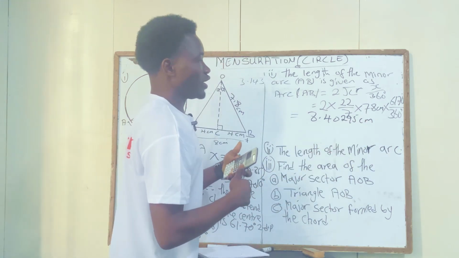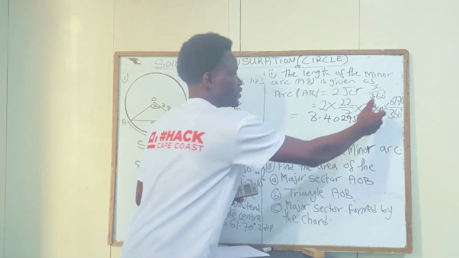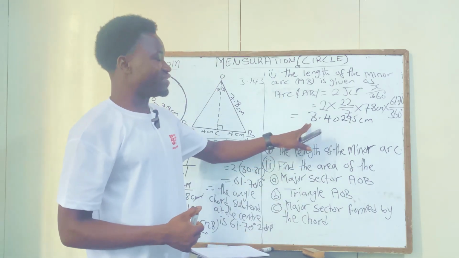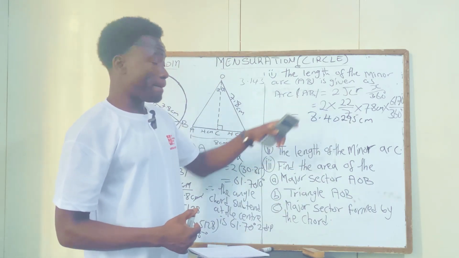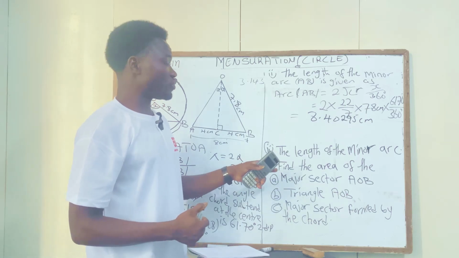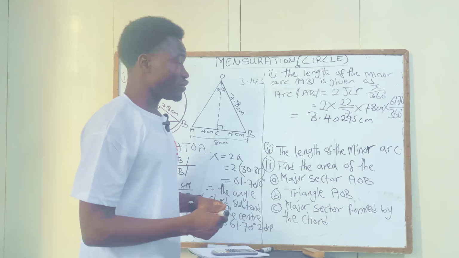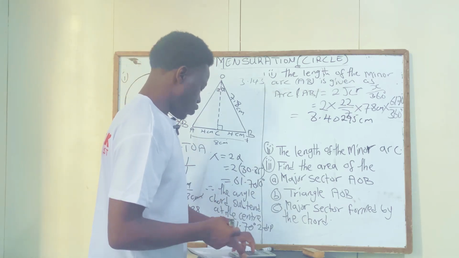centimeters. Remember, we have only 1 centimeter there. Now, this is the length of this arc, but the question is saying that we should correct it to 2 decimal places. So you have to correct it to 2 decimal places with your conclusion.